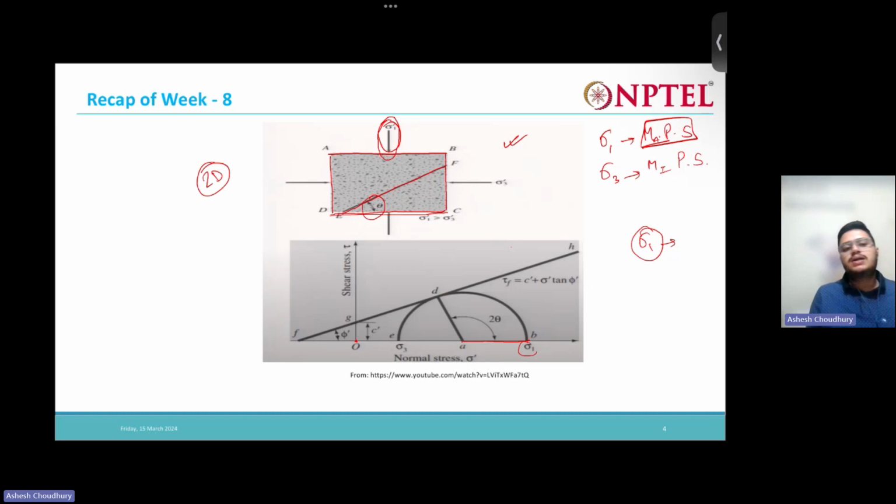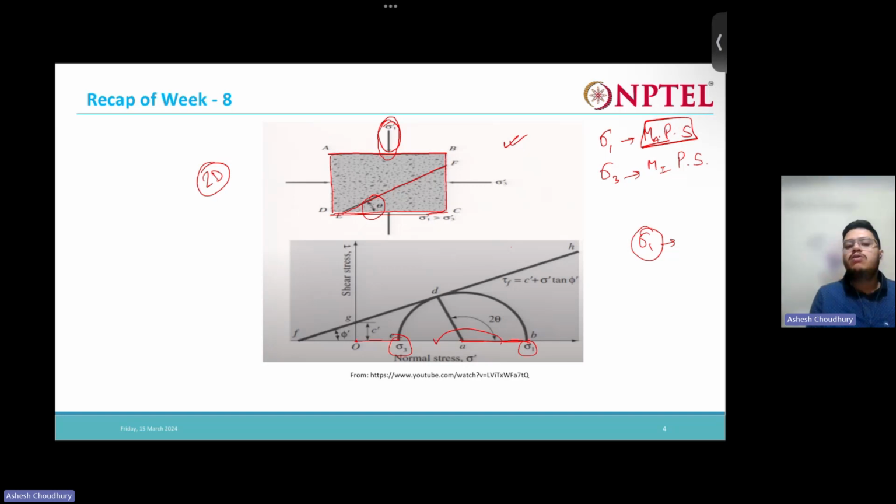All right, now what is the angle between the major principal plane and the minor principal plane? It is 90 degrees. So what will be the angle between the major principal plane and the minor principal plane in the Mohr circle? Obviously it is going to be 2 into 90, which is 180 degrees. So here we have sigma 3 that you are plotting. Obviously you can see from here, if we consider the major principal plane, then at 180 degrees we are getting the minor principal.